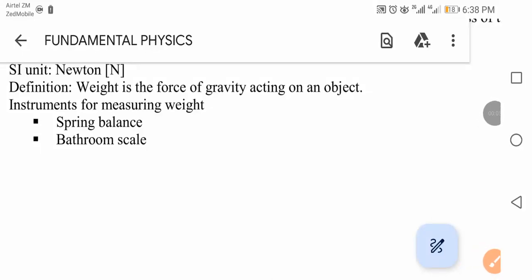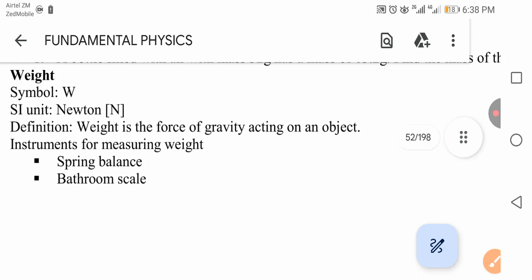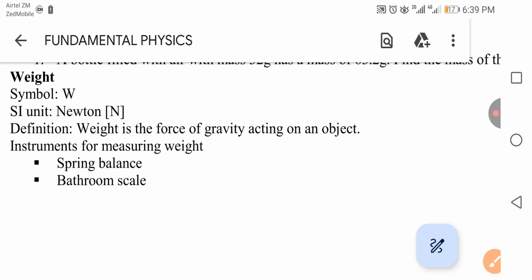And today's video I'm going to look at physics under the topic weight. The main topic here is mechanics, but we're going to look at the subtopic, weight. So first and foremost, what is weight? Weight is a force of gravity acting on an object.